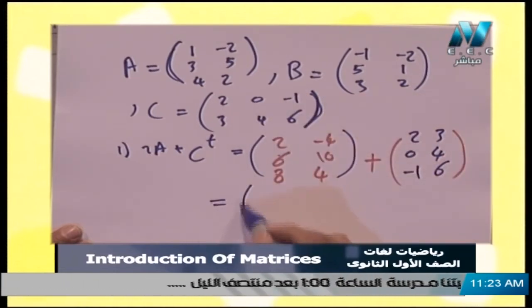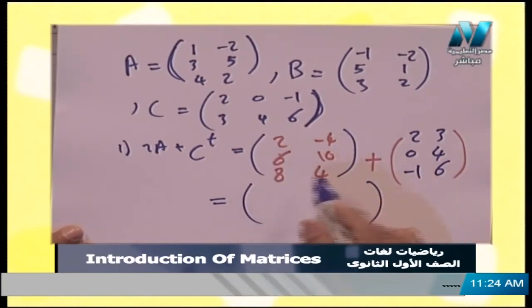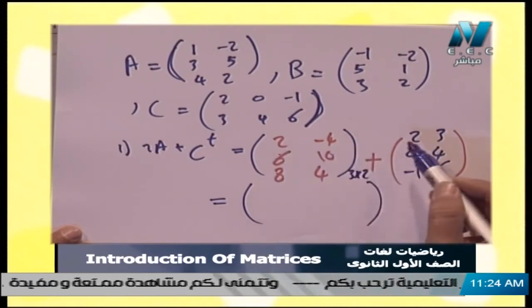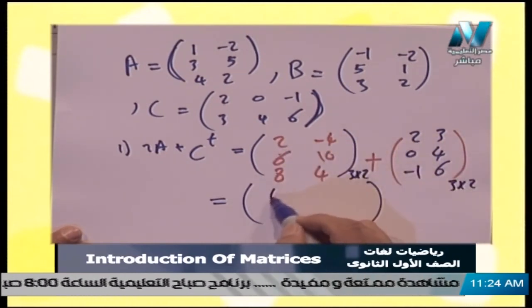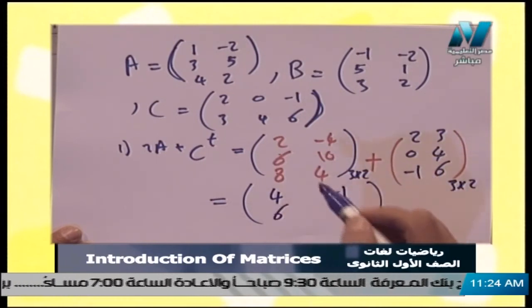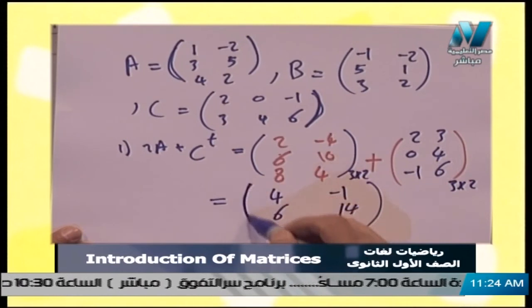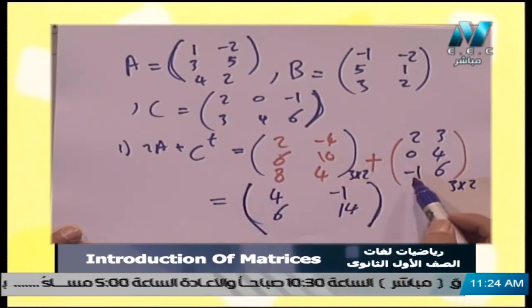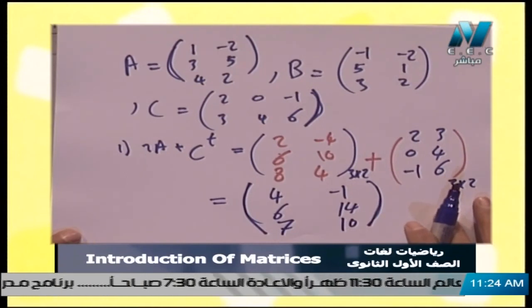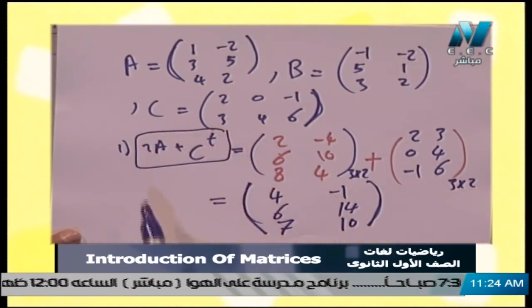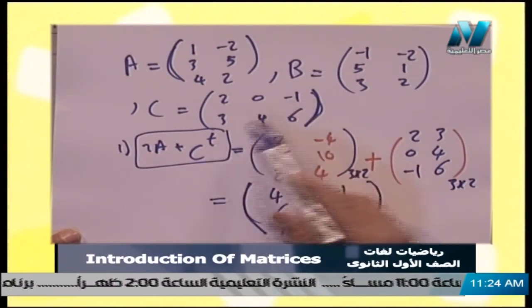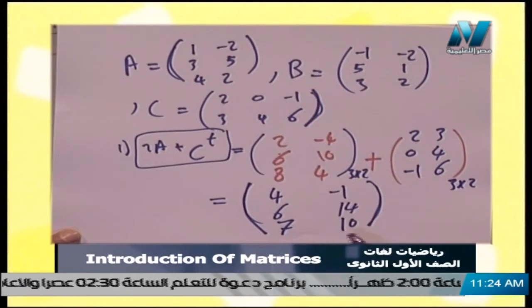Okay? Now we can add them because they have the same order. We have here 3 rows, 2 columns, and 3 rows, 2 columns. We can add the first element with the first element, 2 plus 2 equals 4. Negative 4 plus 3 equals negative 1. 6 plus 0 equals 6. 10 plus 4 equals 14. And we have also the final row. 8 plus negative 1 equals 7. 4 plus 6 equals 10. Okay? So we have the final answer for this expression, 2A, 2 multiplied by the matrix A, plus C transpose, which is the transpose of C. And we add them. This is the final answer.